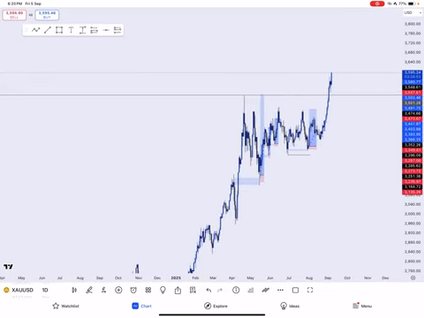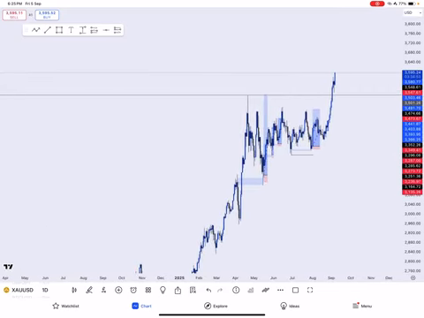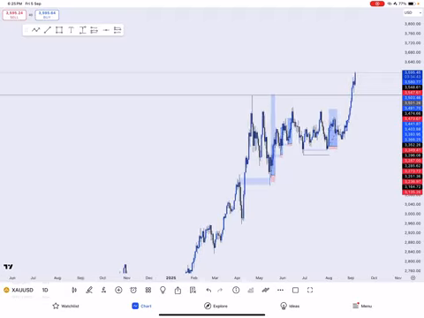Today I want to give you guys a breakdown of this gold bias, or this gold setup, that I had for quite a while now. It's been about 3 months since I made the analysis, and finally we've hit our target after 3 months.